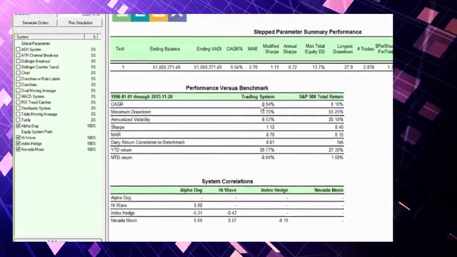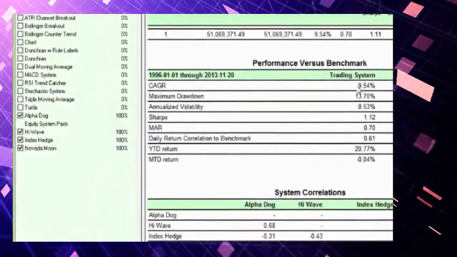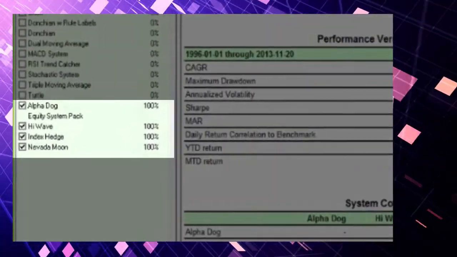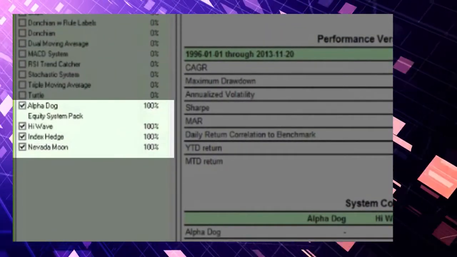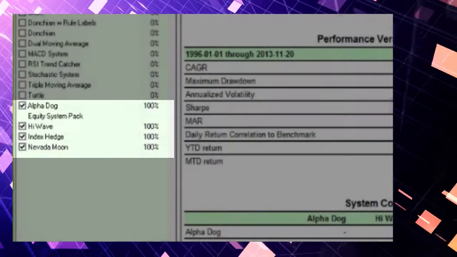So I will start out by talking just a little bit about why should I buy the system pack, or if you already own it, what's in it for you in owning this thing.